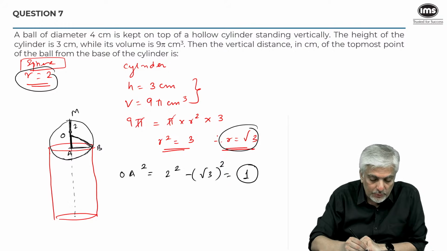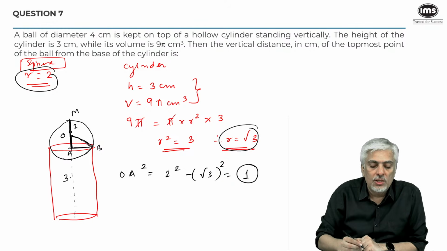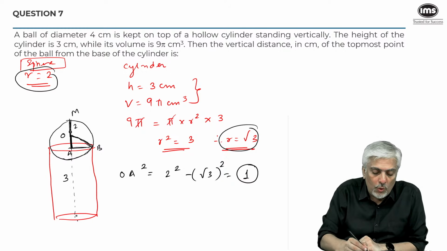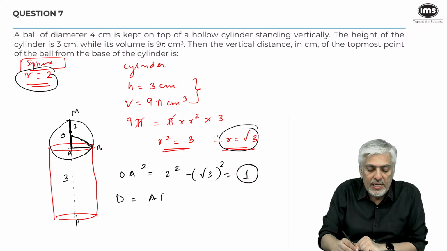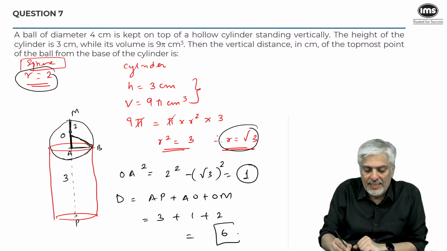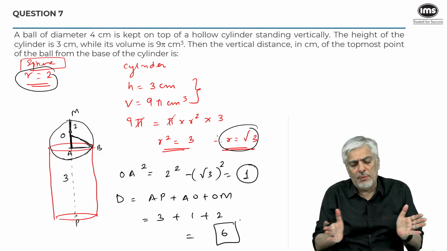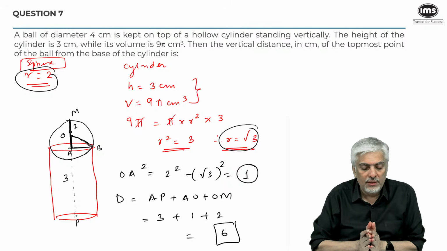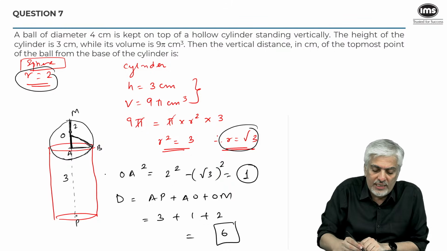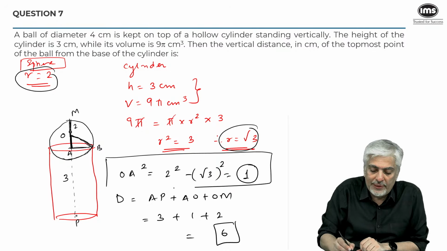The height of the cylinder was 3, which means AP or whatever you want to call it is 3. So the distance which you are looking for is AP plus AO plus OM. That will be 3 plus 1 plus 2, so it is 6. I thought it was a very simple question. A lot of people have unnecessarily messed up. Yeah, obviously I used Pythagoras to get this part, which was a very basic Pythagoras.